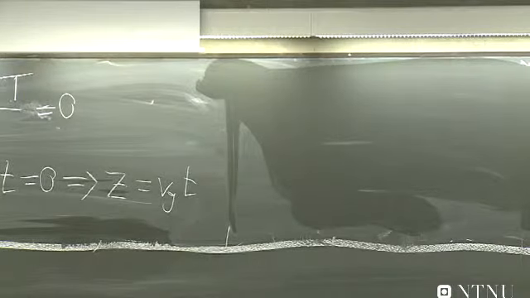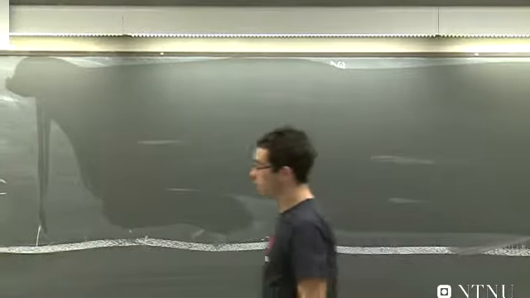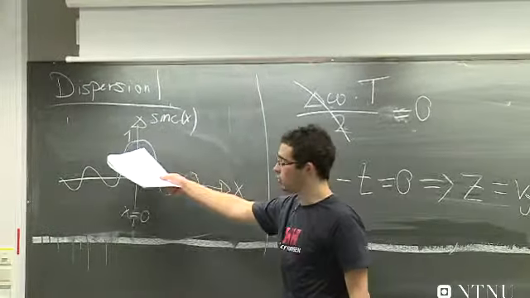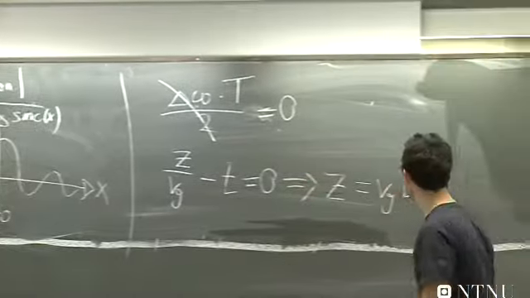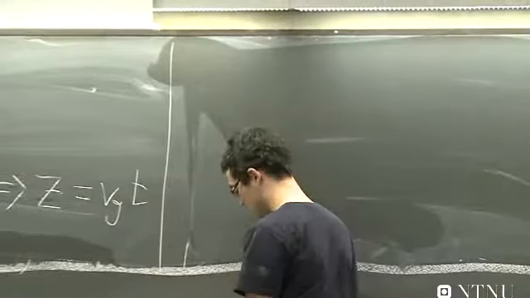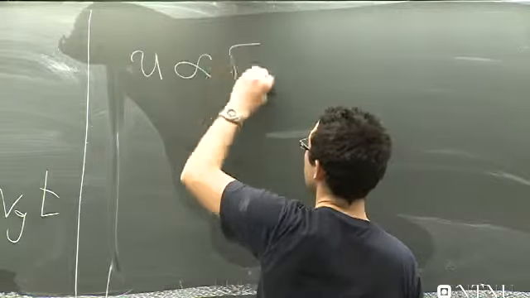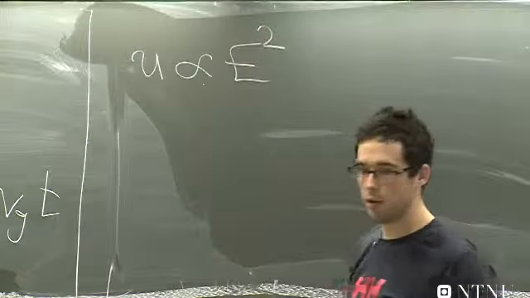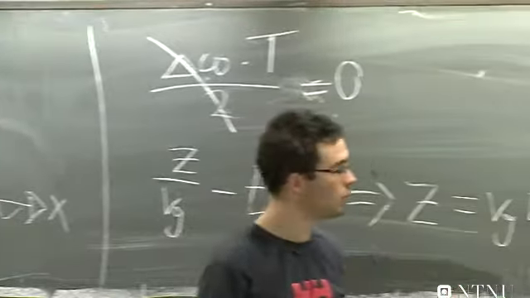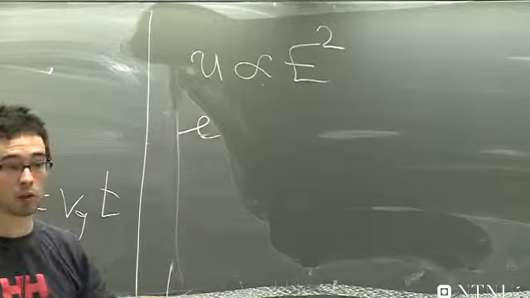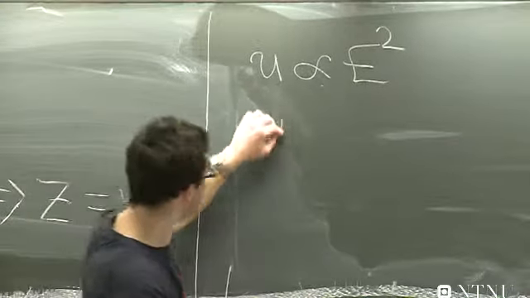Yeah, and the energy density of a wave is proportional to E squared, right? So this is E as a function of time and space. And because U is proportional to E squared, well then the peak here is where we have the most energy. So it seems fair to assert that energy flows at the group velocity because the peak flows at the group velocity.